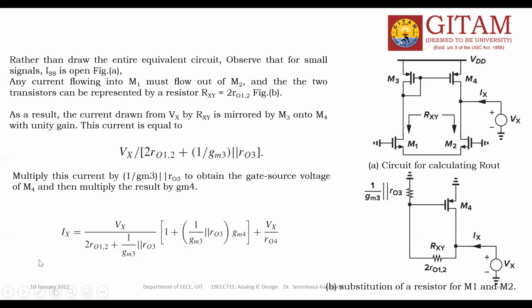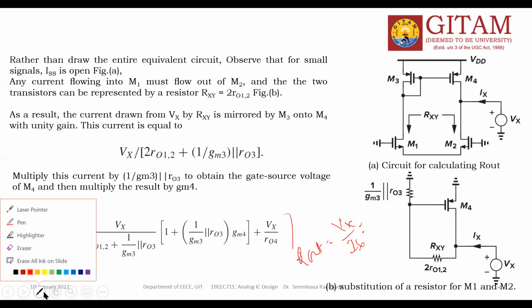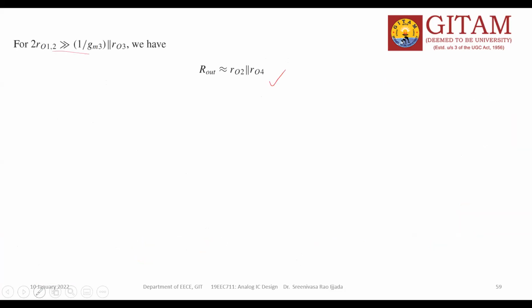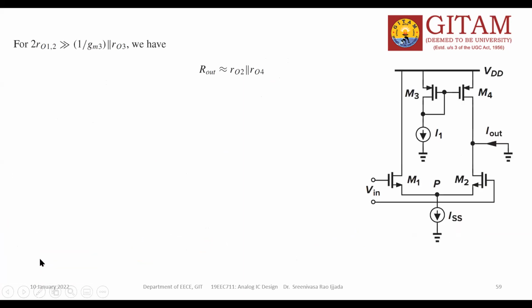In both the cases you have a Vx in the numerator. So R out is equal to Vx by Ix. After taking the common factor, if you find Vx by Ix, you will get the R naught. With this approximation, your R naught value is approximately R naught 2 parallel with R naught 4.